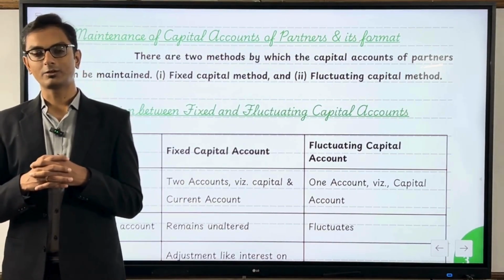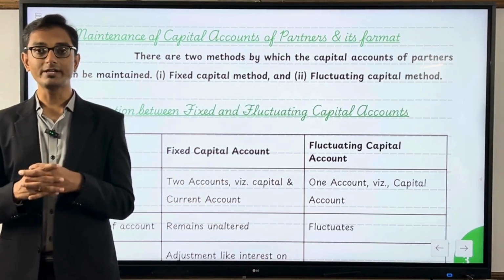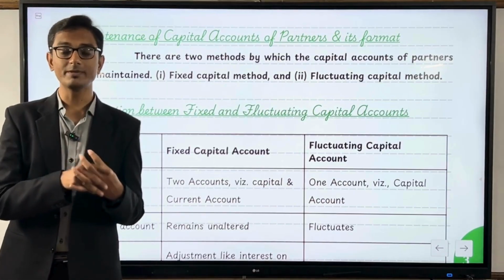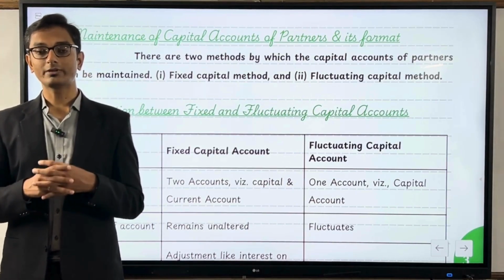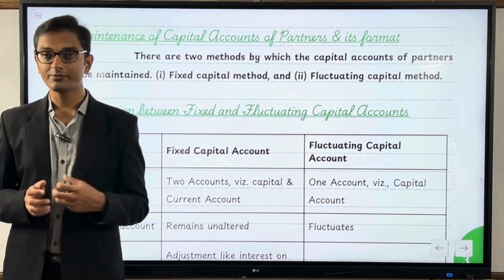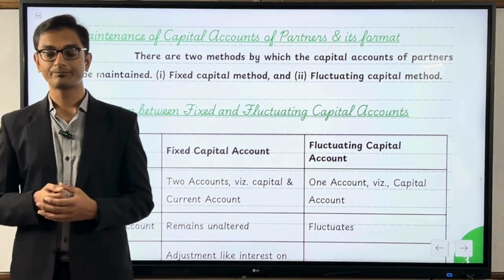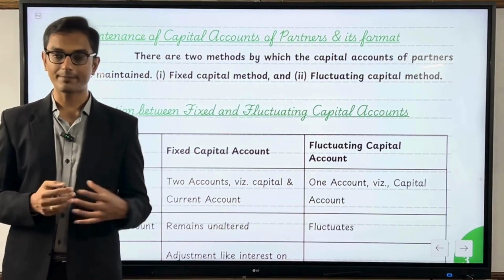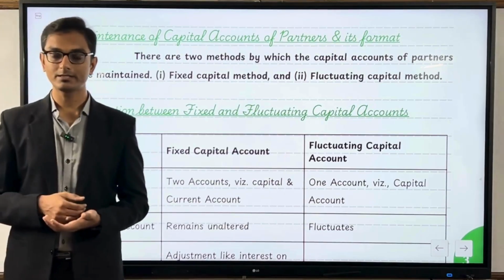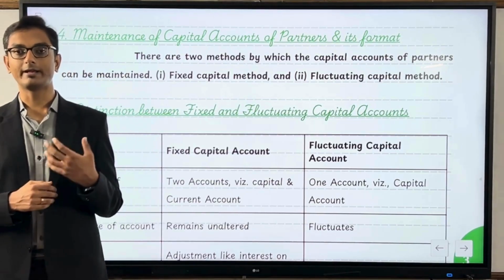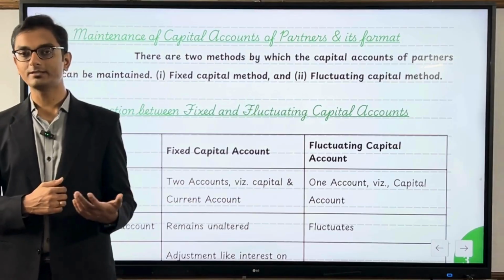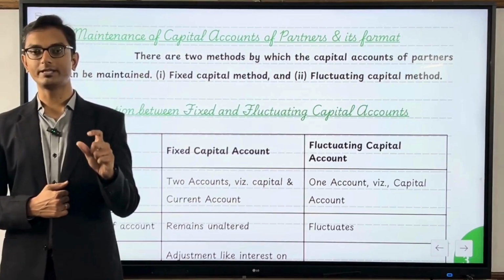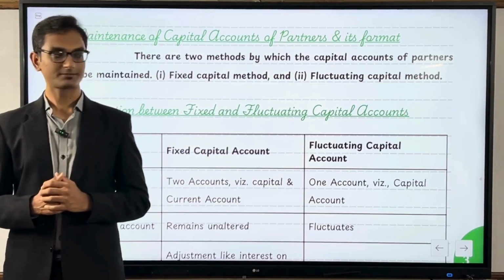Then the question arises how they will treat the other adjustments regarding partners in a business, right? For that they create one additional account, which is called the partners' current account. All the transactions regarding partners, such as interest on capital, interest on drawing, salary paid to partners, bonus and other things related to partners, are reflected in the current account of partners.